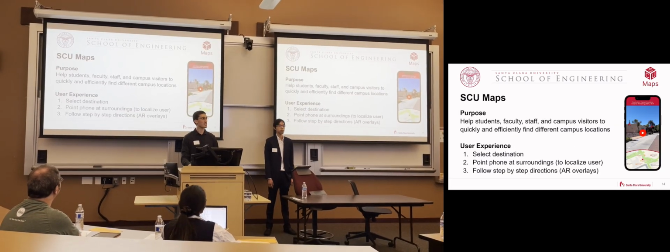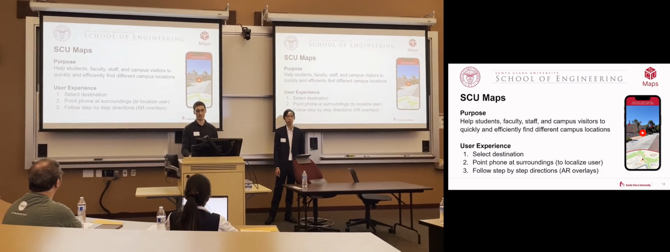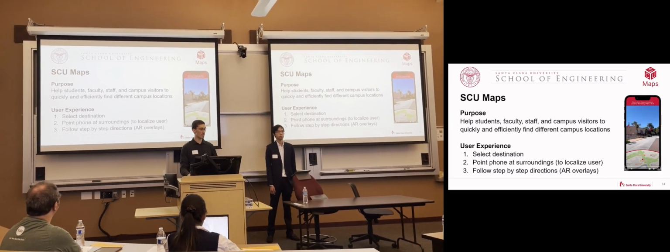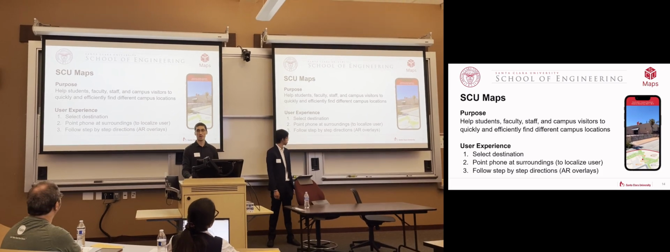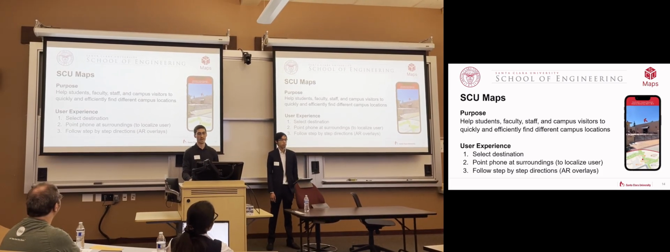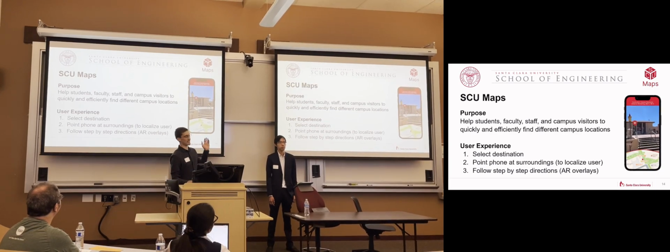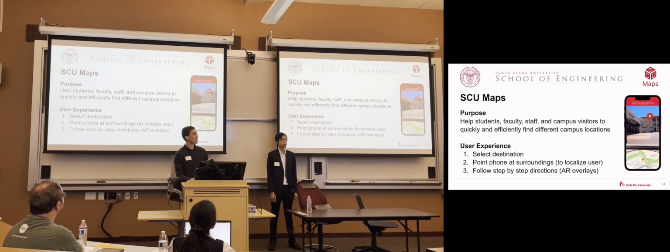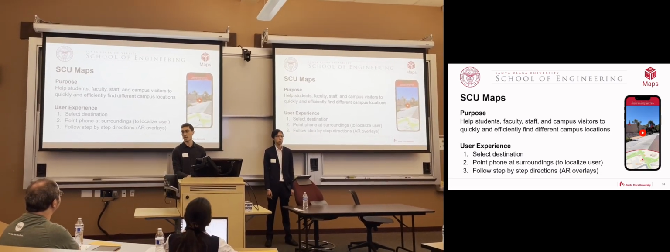The purpose of our app is to help SCU community members to be able to quickly and efficiently find different campus locations. And the user experience is that the users can then select a destination, point their phone at their surroundings in order for it to recognize where they are, and then follow step-by-step directions in the form of AR overlays of an arrow and a destination icon like you can see on the right-hand side here. This video on the right-hand side is a vision mock-up that I put together towards the beginning of our project to encompass what we wanted a final production app to look like.